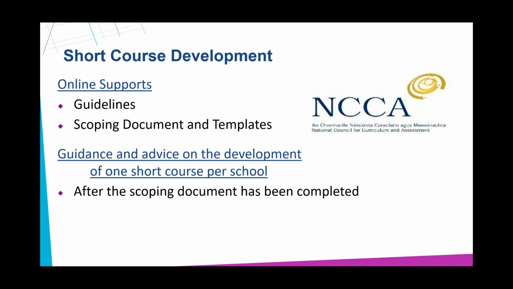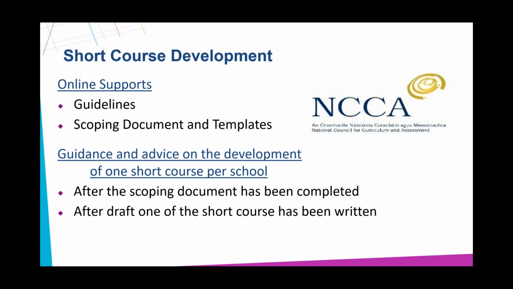And as I've said, the NCCA will provide guidance and advice on the development of one short course per school. So step one would be to go on the NCCA website, download, print out, or type into the scoping document. The scoping document is well laid out and it's a set of steps to follow, and that really gets our planning in order. And after that has been completed, we would send that to NCCA. The NCCA will spend some time to have a look at our scoping document and send us back some feedback. I call that feedback 1.